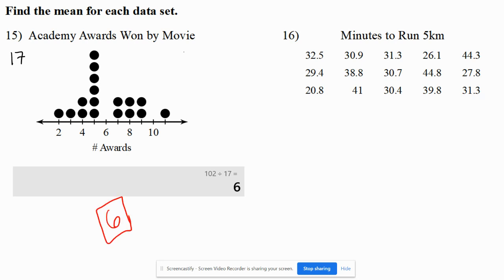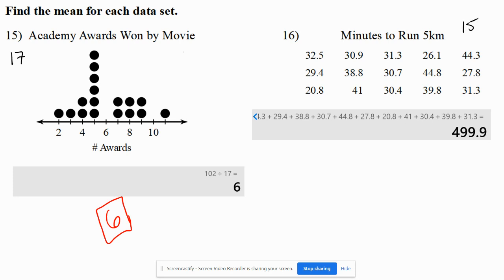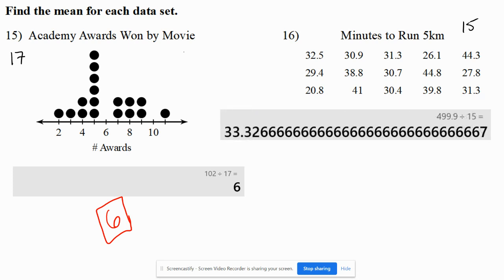Now let's take a look at number 16. I don't have to put them in order for mean. I just have to add all my numbers. I'm going to grab my calculator. I'm going to add all my numbers, and it happens to give me 499.9. So I added all my numbers. Let me see how many numbers there are. There's 15 numbers. So my result, remember, first I add all my numbers. I'm going to divide it by 15 because there's 15 numbers.